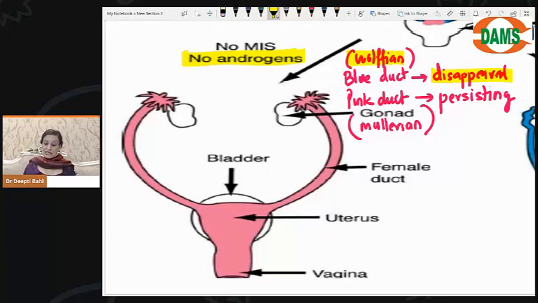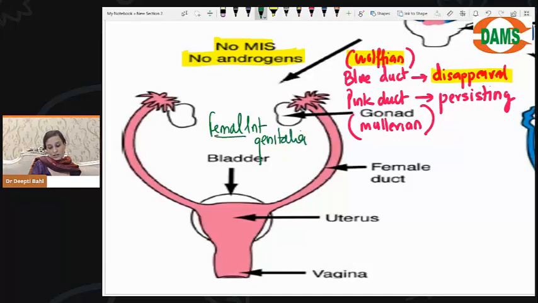Whereas the pink duct, the Mullerian duct, is persisting because there is no MIS. So there is nothing to inhibit the Mullerian duct, and the Mullerian duct grows. And then we say the structures convert into female internal genitalia. So very, very important, a highlight of this event. Question, very important.